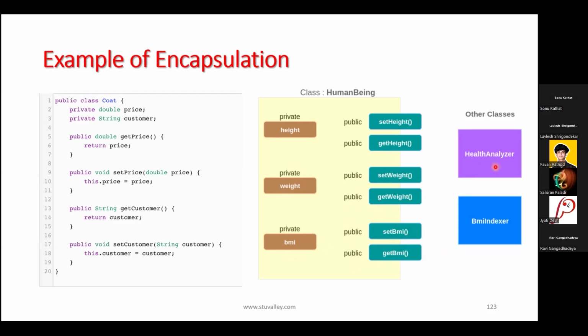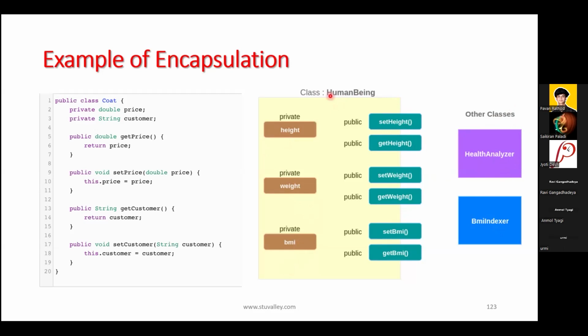Here there are two other classes, HealthAnalyzer and BMIIndexer. These two classes use the public methods to access the height, weight, and BMI values. They will never use the private members, because these private members are only accessible within the HumanBeing class. They will not be accessible outside of this class. Therefore, if these two classes need this information, they have to use the setter and getter methods to set the values and get the values.